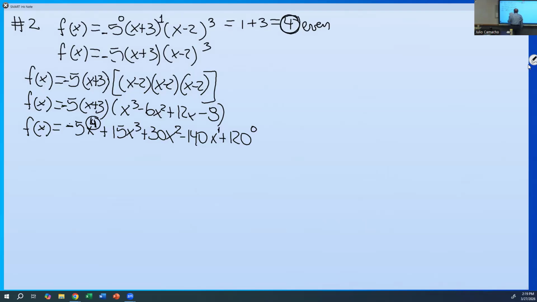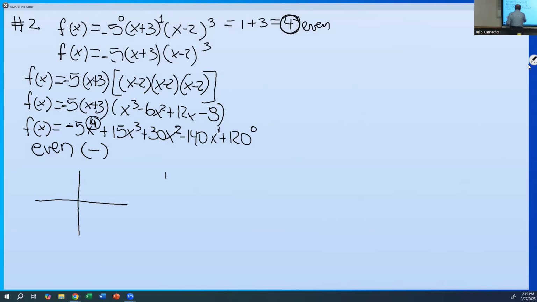So there are two ways you can find out the degree of the polynomial. Also, we know it's an even function. Not only do we know that it's even, but we know that it's a negative even function. If we want to know how negative even functions behave, we need to do our graph.